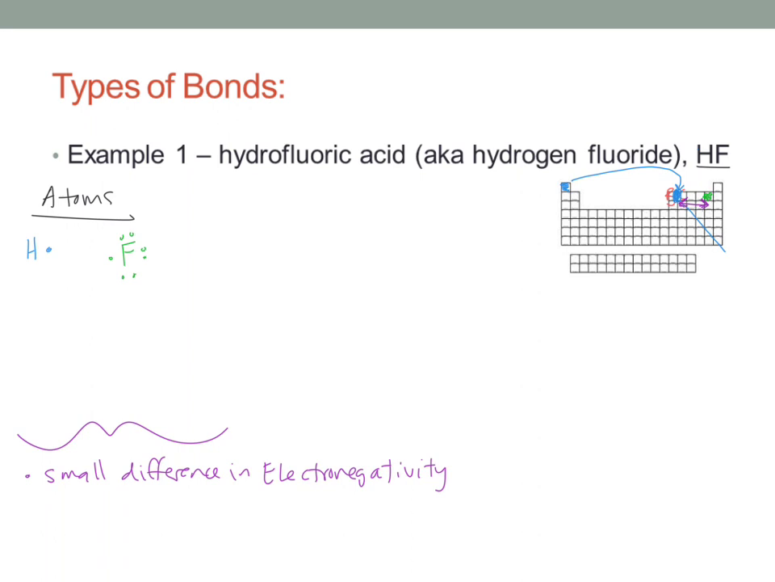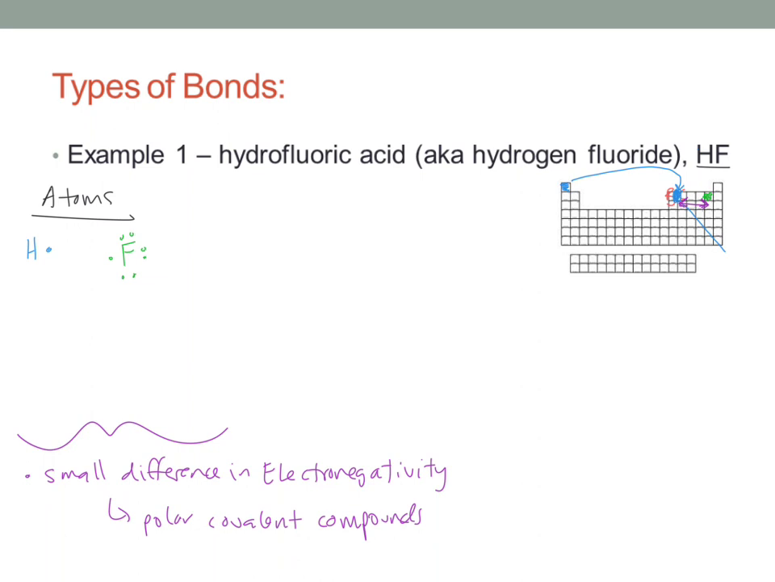So we're saying that I don't have a huge difference, so I'm not going to get an ionic compound. It's not that there's no difference, so I'm not going to get a nonpolar covalent compound. There's a small difference, which is going to give me a polar covalent compound. And let's take a look at what that's going to look like here.